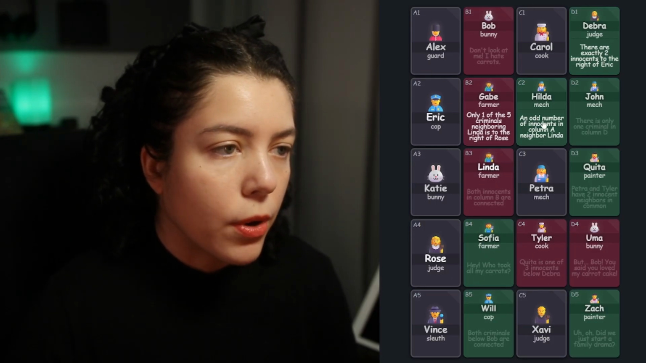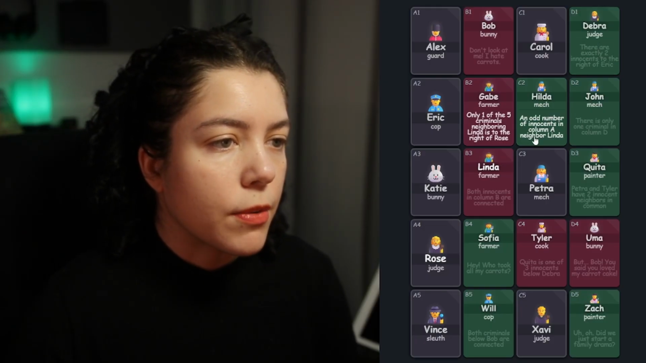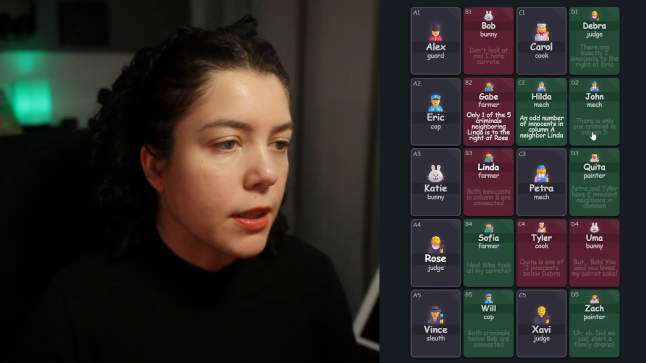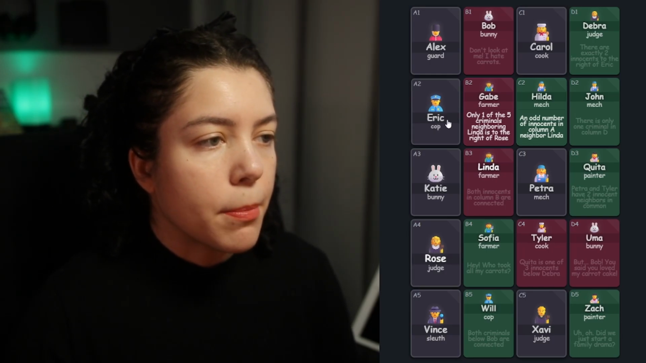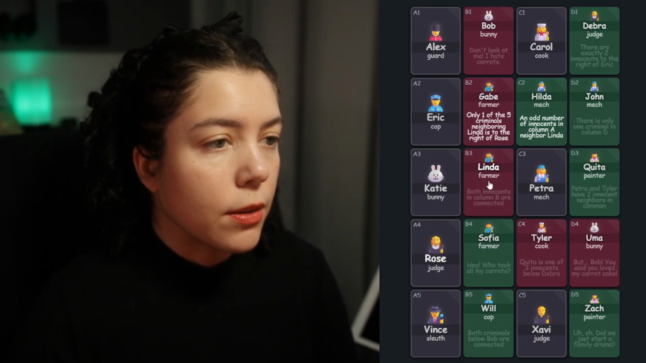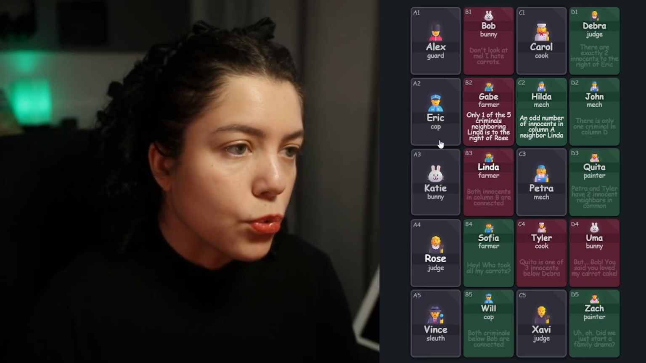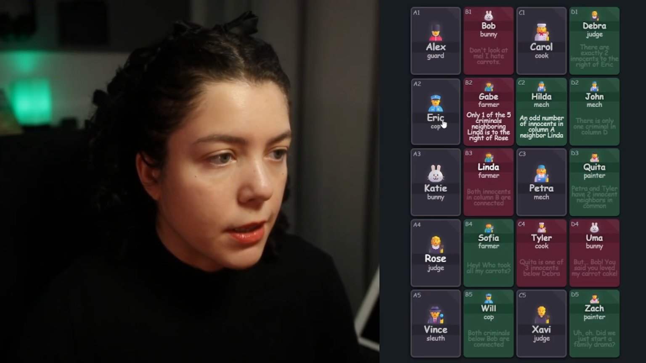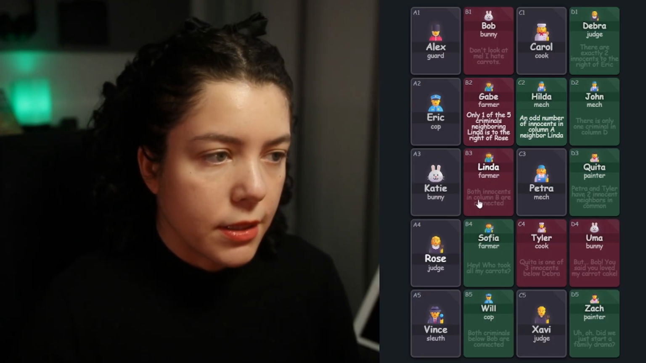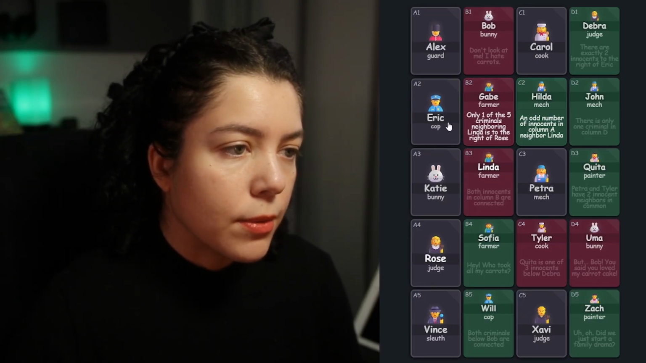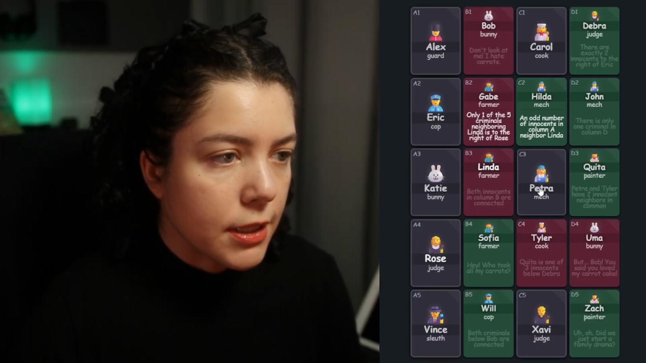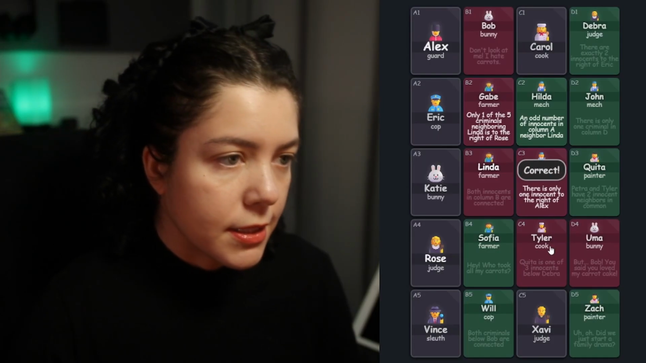There's only 1 more. Hilda says that an odd number of innocents in column A neighbor Linda. So we're talking about column A, and we know that there's 3 people neighboring Linda in column A, and if all of those were to be innocents, that would be an odd number. We know that Linda only has 1 more innocent neighboring her. So we know that the last innocent is in column A, which makes Petra, who neighbors Linda and is in column C, not an innocent.